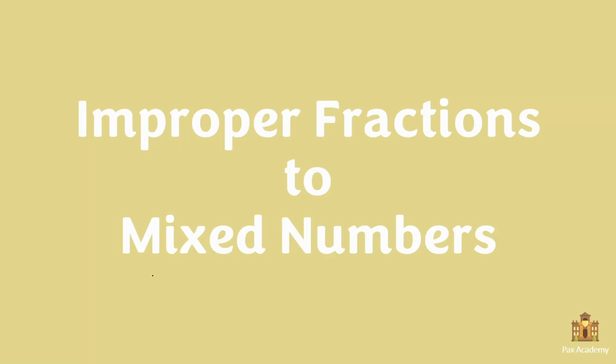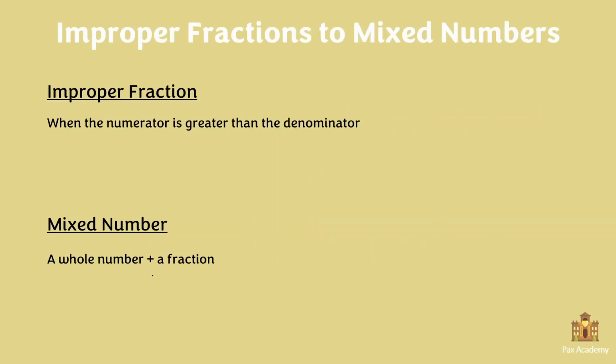By the end of this video, you'll be able to convert improper fractions to mixed numbers as if it were nothing. But first, let's look at the definitions. An improper fraction is when the numerator is greater than the denominator. For example, 6 over 5.